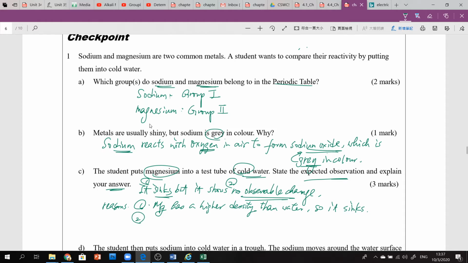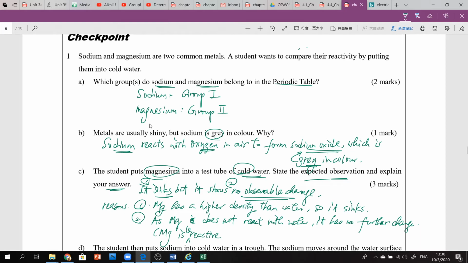Number 2 is about the magnesium. Magnesium does not react with water, so it has no further change. Why? Because when you compare magnesium with sodium, you know that sodium is quite reactive, right? So magnesium is less reactive than sodium.